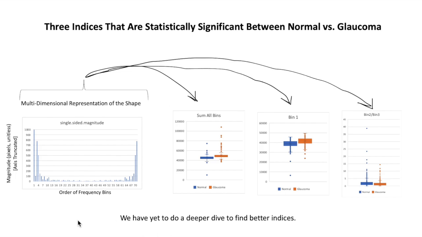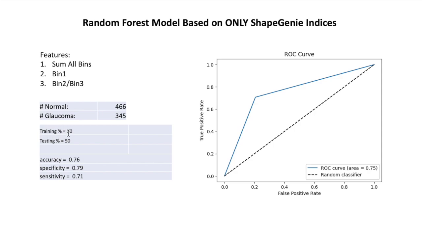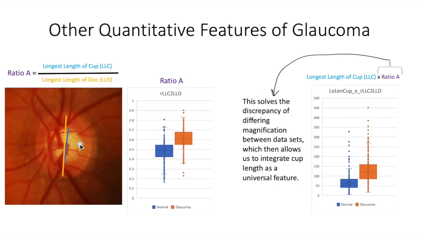So we built a random forest classifier based on these 3 features, and though we trained with only 50% of the data, we were able to get an accuracy of 76%. As a way of improving the model, we realized that there are things that we can quickly and easily measure to enhance the classification of glaucoma. One is the traditional approach of the ratio of the cup to the disc. While traditionally people have measured the vertical height of the cup and the vertical height of the disc, we measured the longest internal length of the cup and the longest internal length of the disc and created a ratio of cup to disc. And this ratio separates normal versus glaucoma quite nicely.